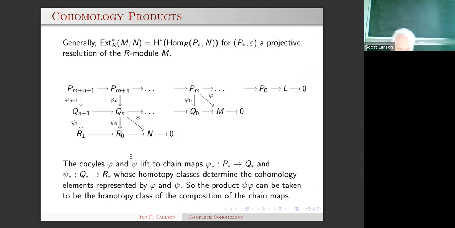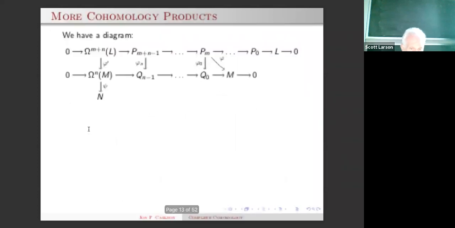Okay, so one of the points of this is that the product that you get, which would be given by Pm+n to Qn to N, can be taken actually to be the homotopy class of the composition of the two chain maps. So I've got a chain map from the P to the Q and from the Q to the R. And I take that composition and the homotopy class of that actually corresponds to the product of the two cohomology elements.